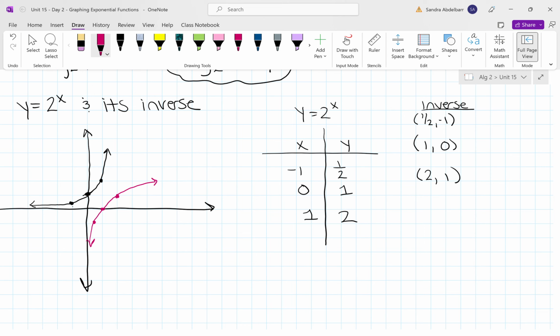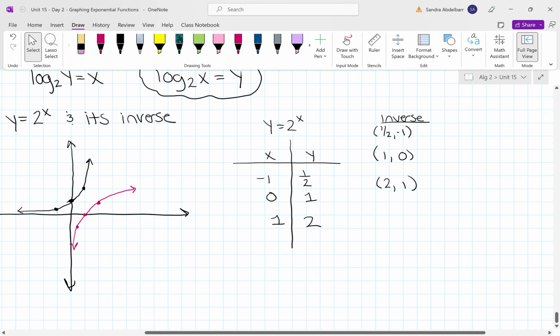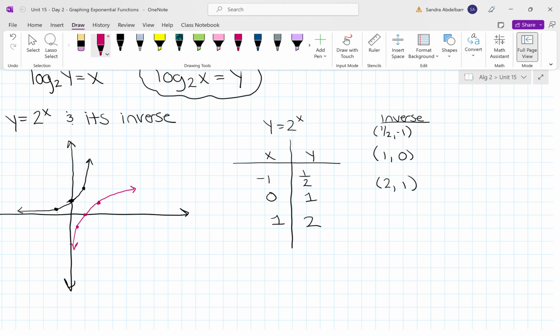Where would it be the y-axis? If you kept plugging in points, you'd see that it would get closer and closer but never cross it. But let's think of the inverse here. What do we switch? We switch x and y, right? So now we're going to have x is equal to 2 to the y. I know that's not the formal correct inverse because we'd have to solve for y, but this just makes more sense to us than reading it as a log.